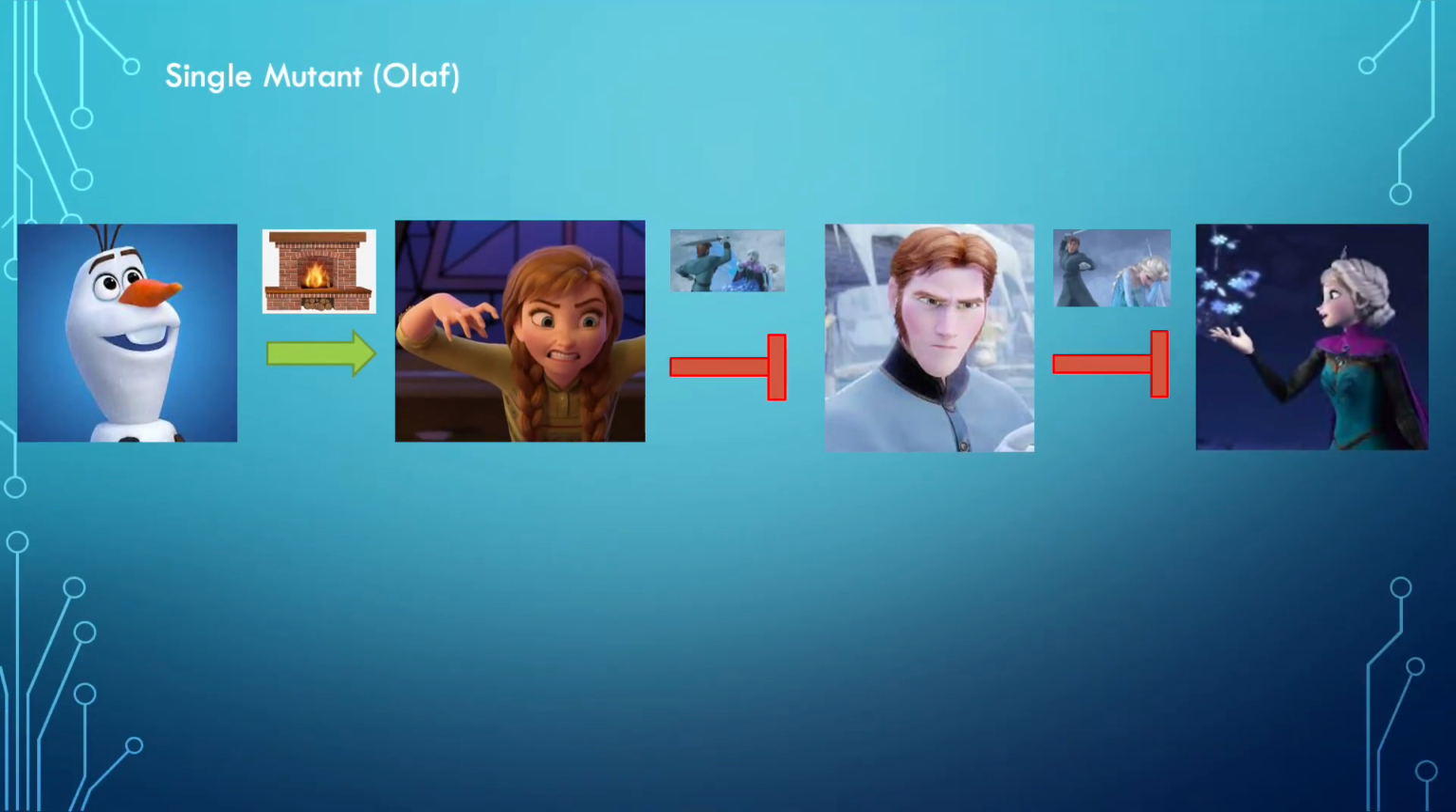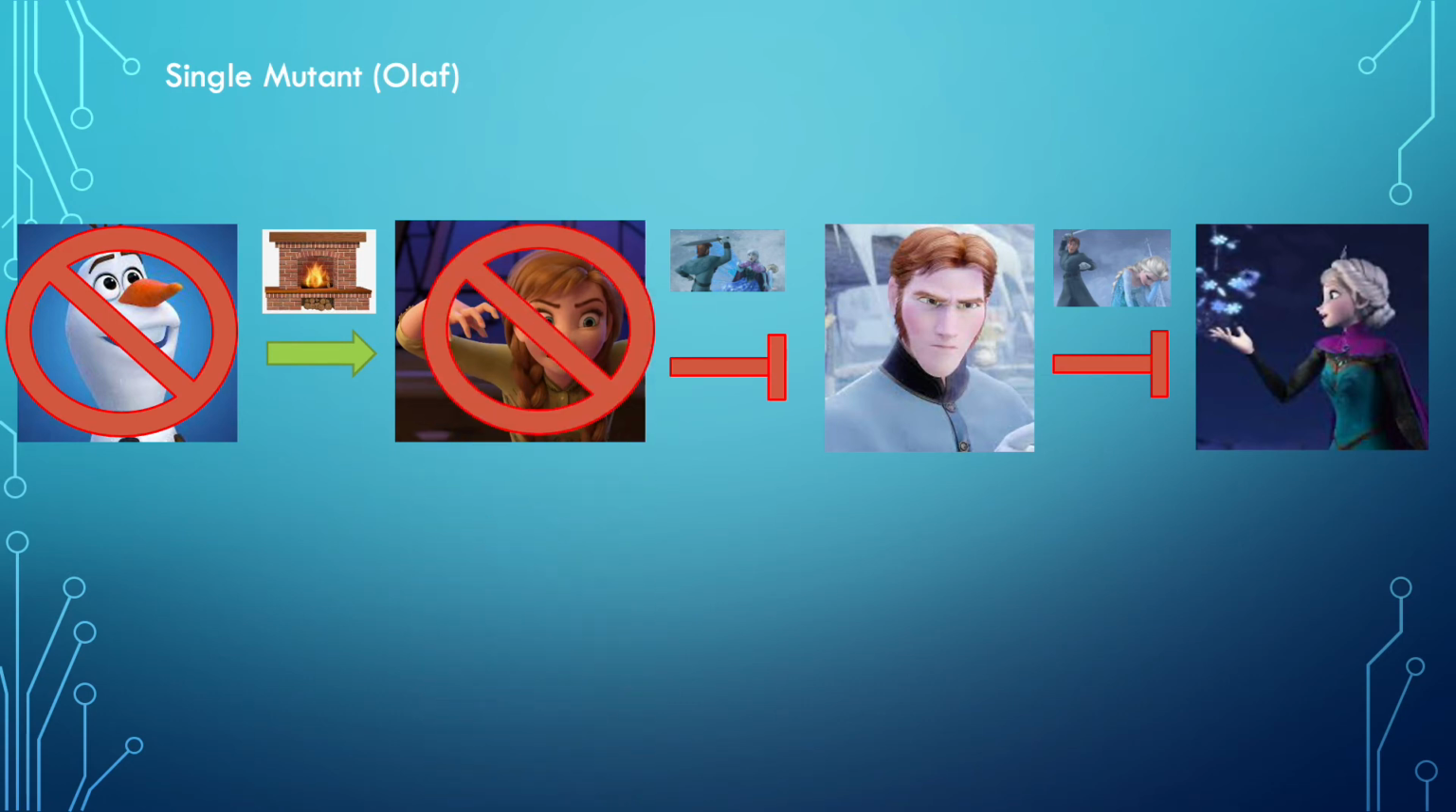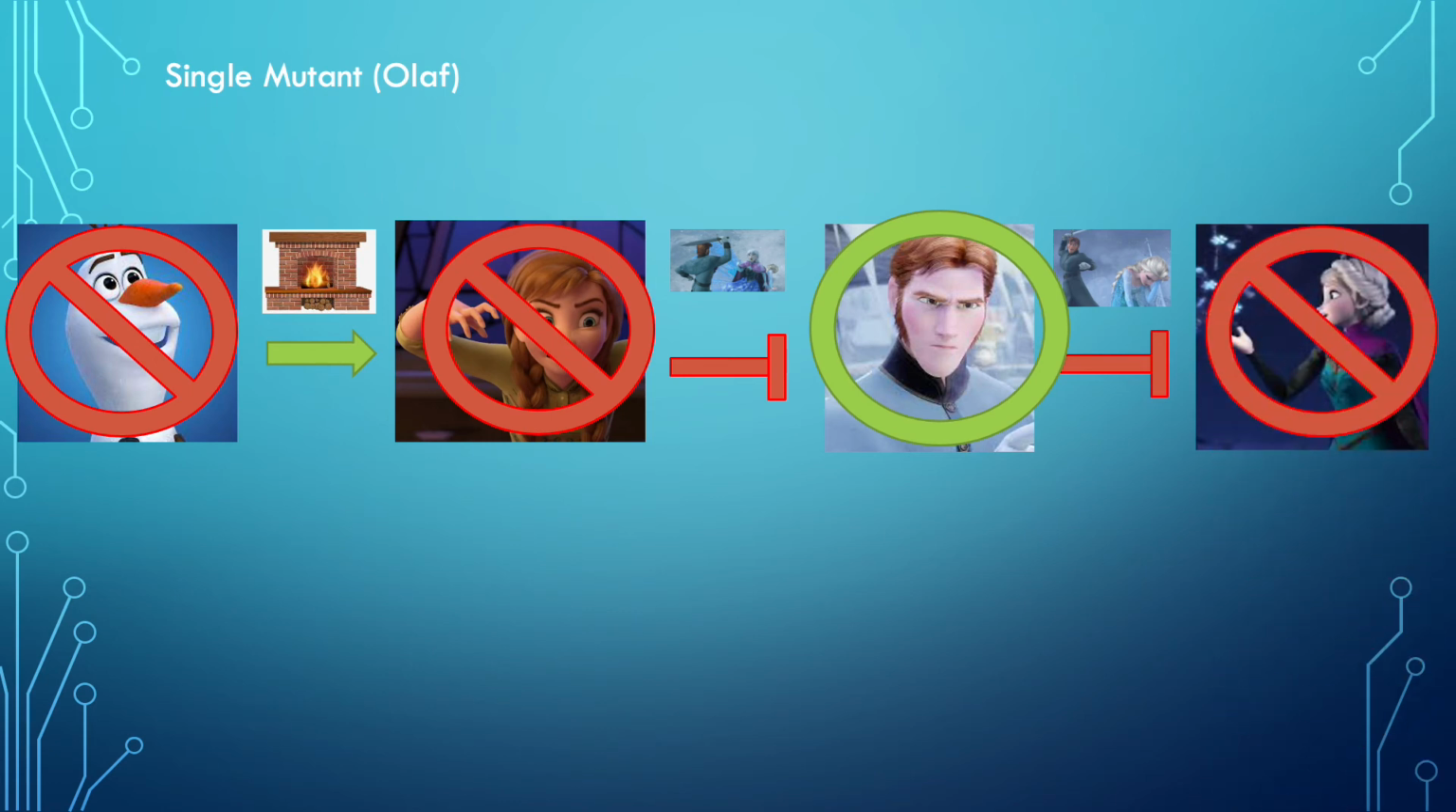Let's re-examine our network, but with Olaf as a mutant, meaning that he isn't able to function properly. With no expression of Olaf to activate Anna, Anna dies from the cold. With no expression of Anna, Hans is not repressed and is able to repress Elsa. With no Elsa, she can't lift the snowstorm, so the kingdom remains dark and cold.